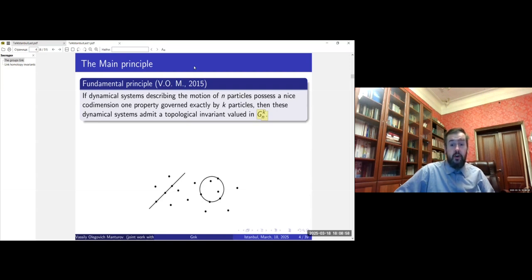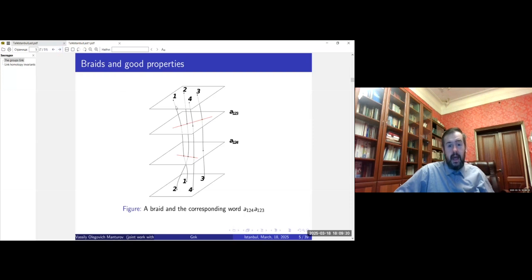In general position, no 4 points are on a circle. But if we do some dynamics, then generically there will be finitely many moments when 3 points are collinear or 4 points are on the circle. So this is what I mean by codimension 1.